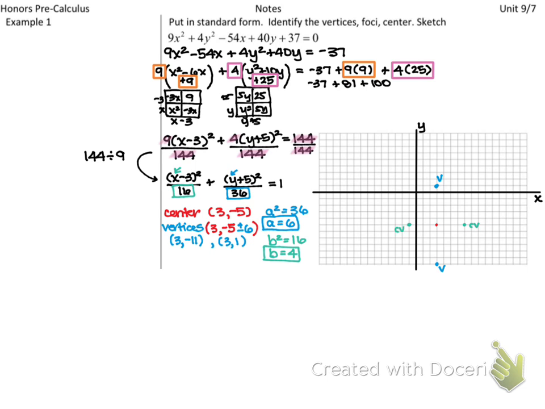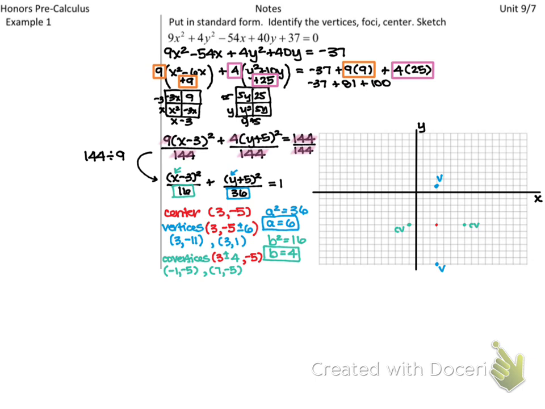So to find my covertices, I took my center and I went right and left 4 units. Okay, so let's see. 3 minus 4 is -1, so -1, -5. 3 plus 4 is 7, 7, -5. These are the locations of my covertices.